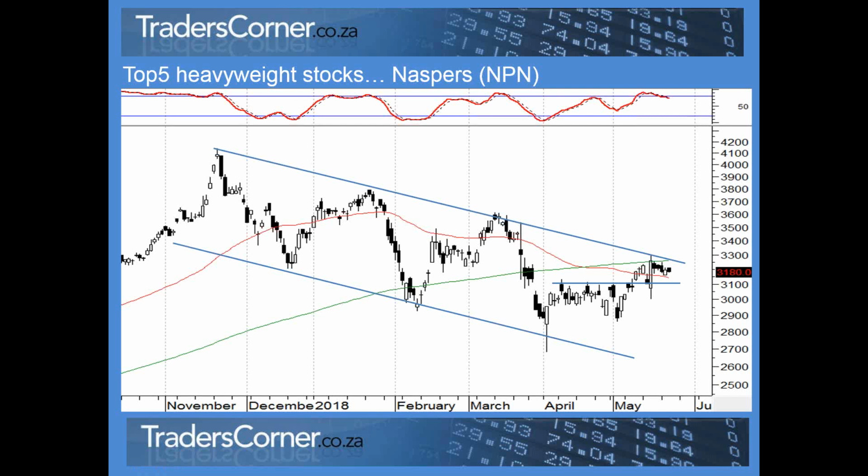If it is able to break out above 3,300 Rand, then that'll be bullish and should open further upside. If it can't, and if it starts to break down underneath 3,100 Rand a share, well, then it's potentially going back down to the lows that we saw in April. So let's monitor this carefully, but it is obviously the biggest stock in our market, so it's a very important one to keep an eye on.